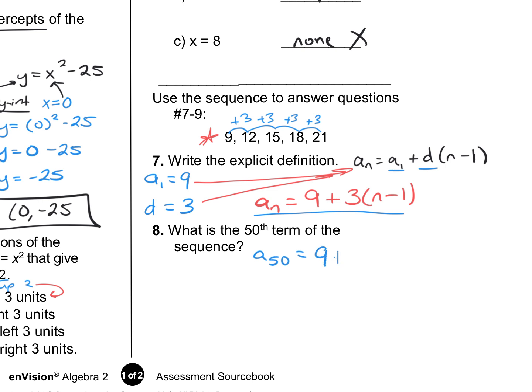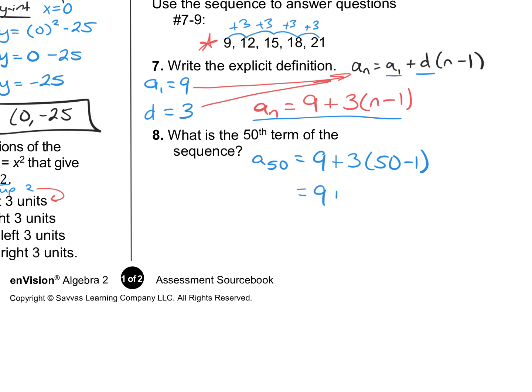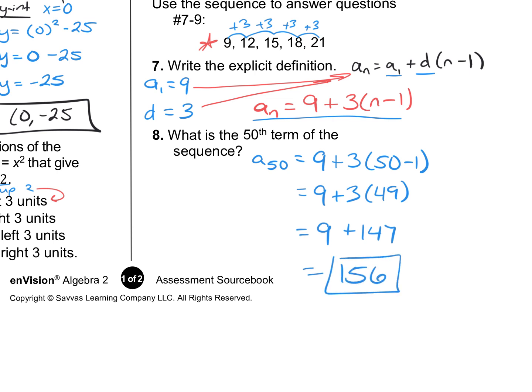So I have 9 plus 3 times (50 minus 1). What do I do first? So I have 9 plus 3 times 49. What's next? Careful, multiply first, so I have 147, and then add to get 156. So that is my answer for the 50th term of the sequence.